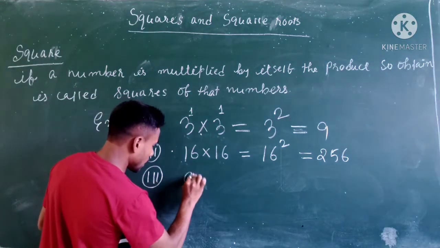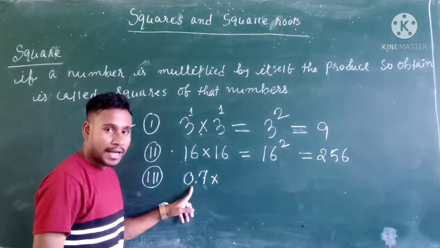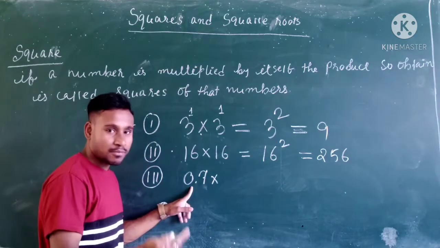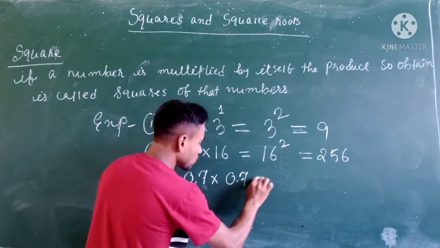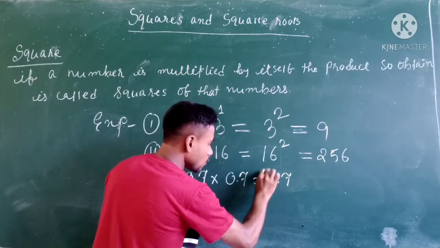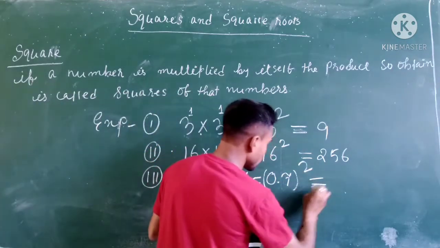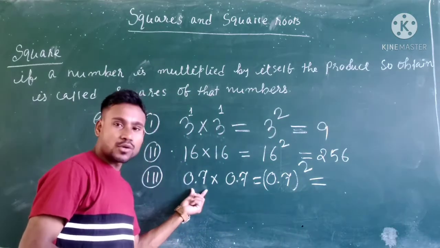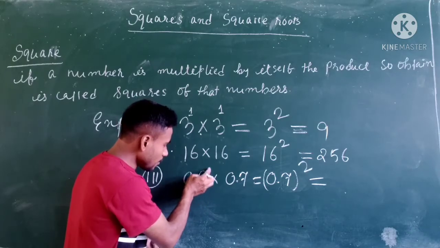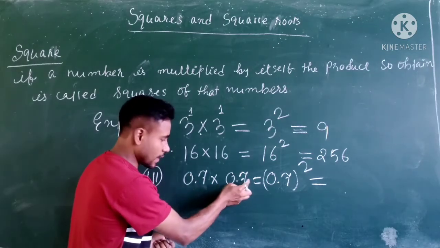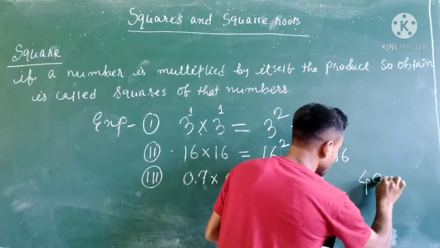Now let's take one more example to make it clearer. If I take a decimal number, 0.7, the number I have taken is 0.7, which means I must multiply this with 0.7 again. So I can write it as 0.7 whole square. Now see how to multiply any two given decimal numbers. It's a very simple procedure. What is the number here? This is 7 and this is also 7. Now 7 into 7 gives us 49.